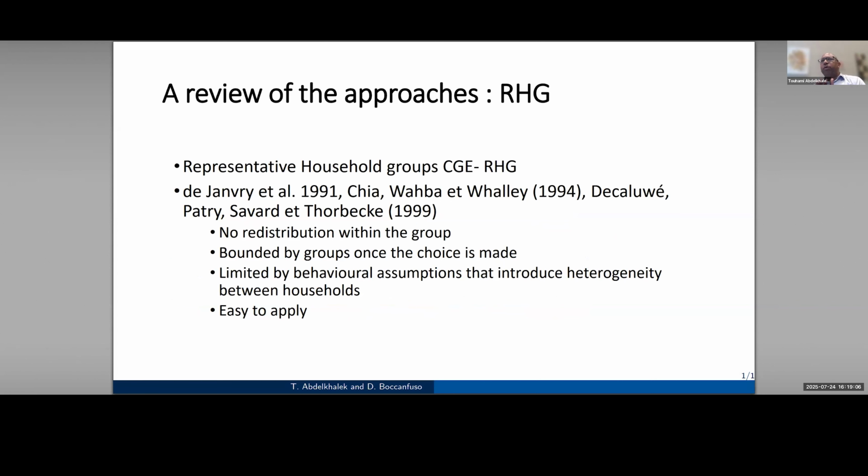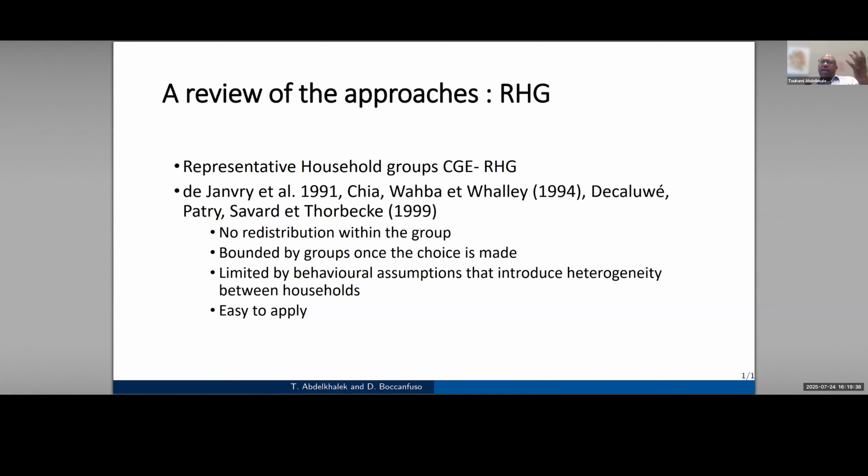So now, if you want to look for literature, you can see there is a lot of literature on this concept. It's the households group, one approach. You can see De Janvry, Sadoulet, Wahba, Ducalier, Patrice Savard, Torbeki, and others. There is a lot of literature on households when we are grouping the households in groups, deciles, etc.